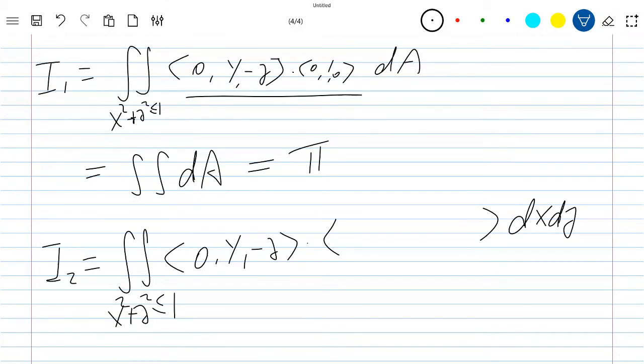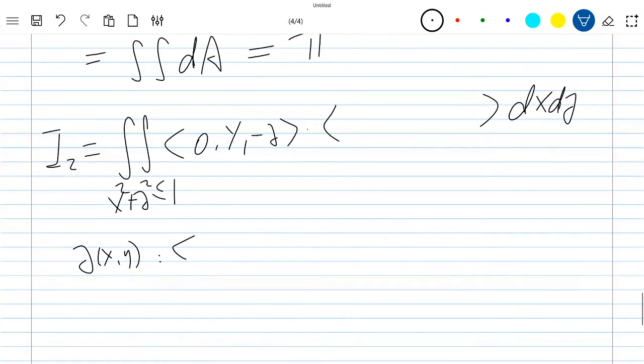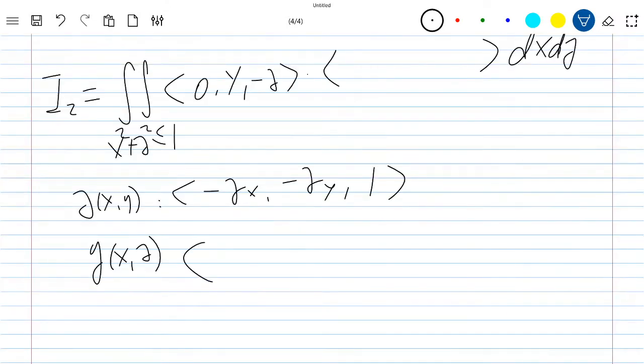But what is this vector? Remember when we said z as a function of x, y, we get this vector: negative zx, negative zy, and 1. Right? Now we have y as a function of x and z. So you will have 1 as the special one, and then you have negative yx and negative yz, right?